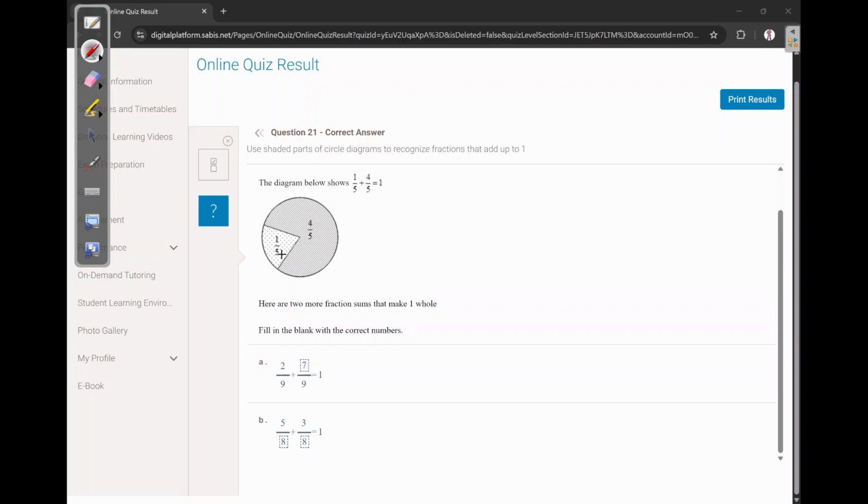Fill in the blank with the correct numbers. Here are 2 more fraction sums that make 1 whole. 2 plus what equals 1 whole? 2 plus 7 equals 9 over 9. 5 plus 3 equals 8. So now we know the denominator will be 8.